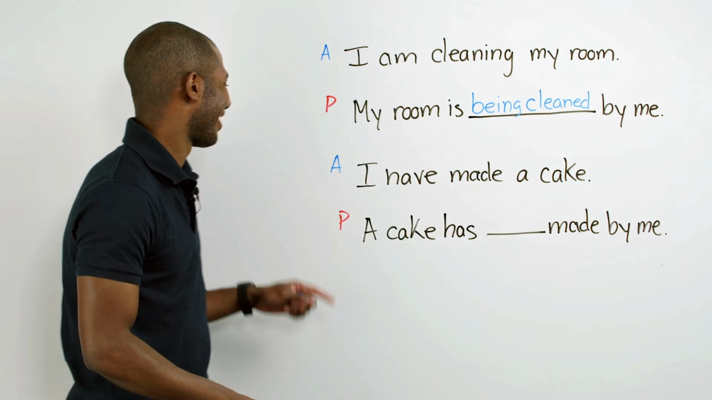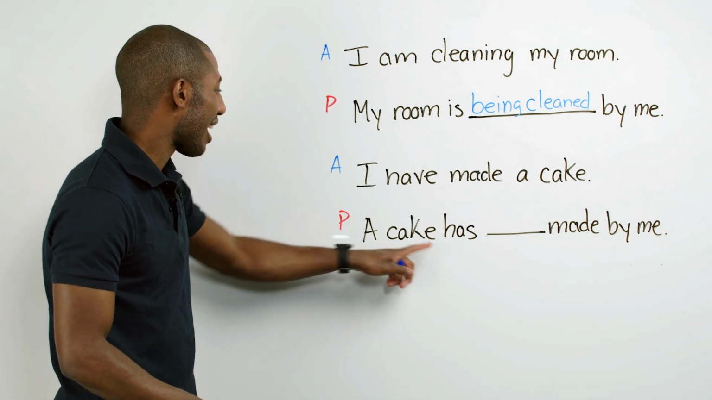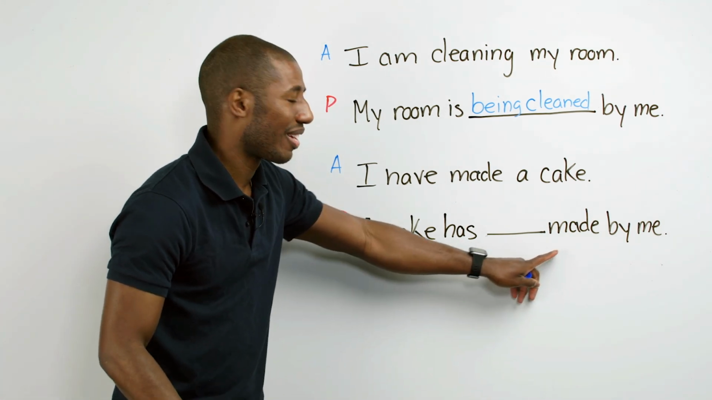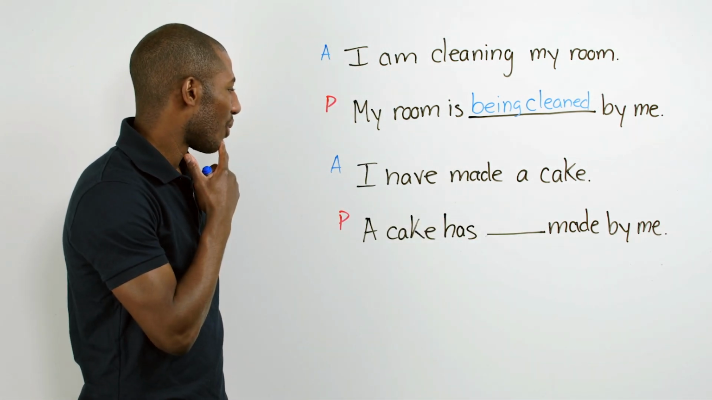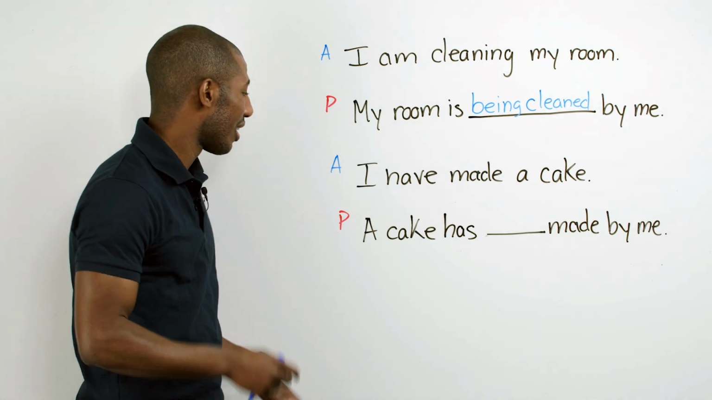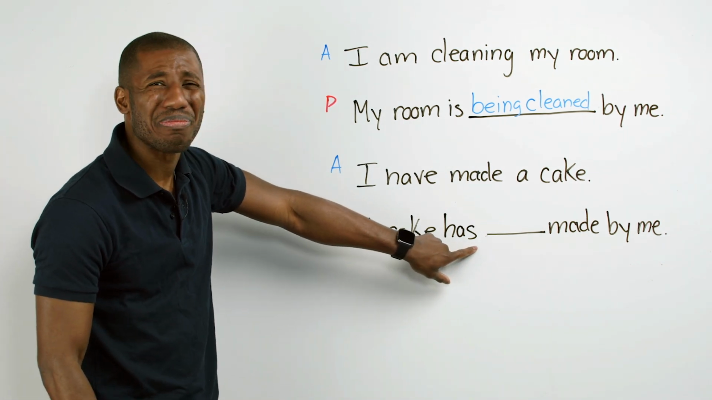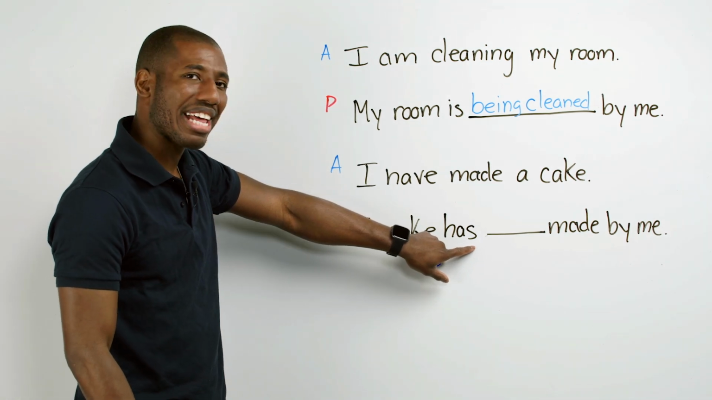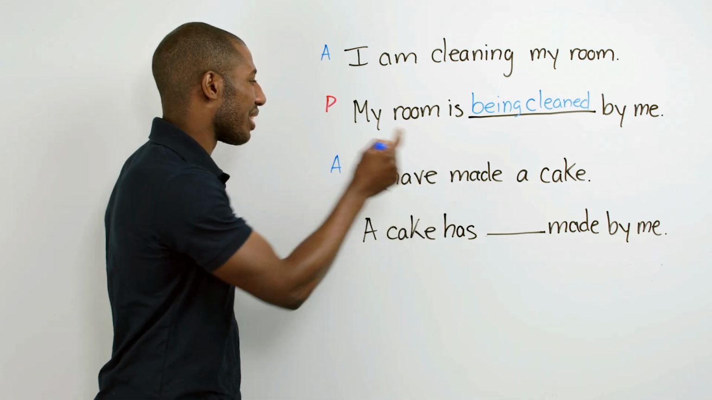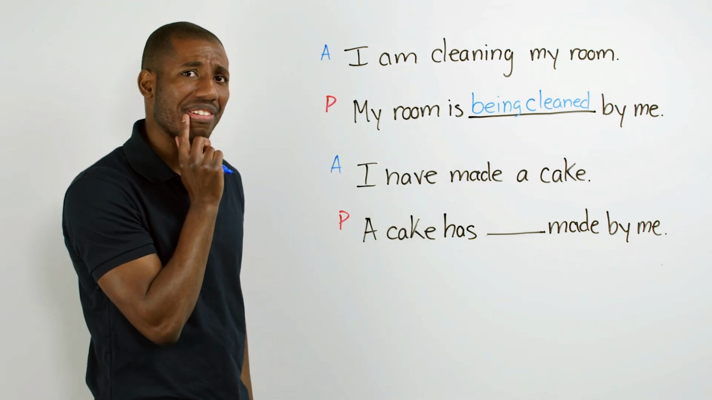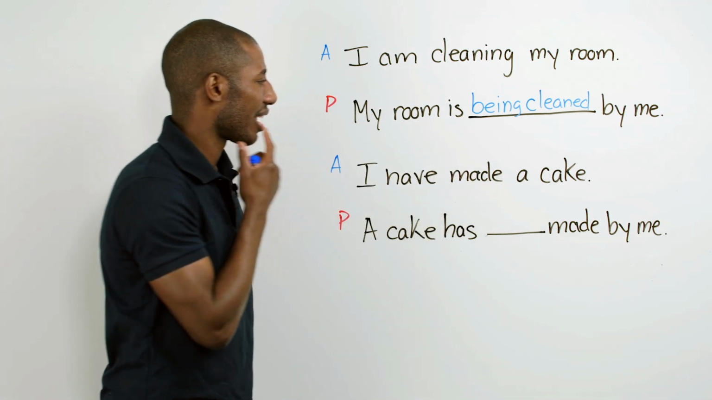The passive voice sentence of that is, a cake has blank made by me. Well, just like before, we have our to be verb, but it's incomplete. We still have to finish it. So let me look back at the active voice sentence to try and see if I can figure this out. I have made a cake.